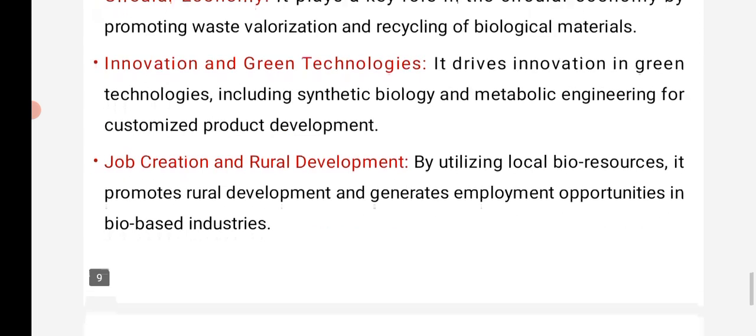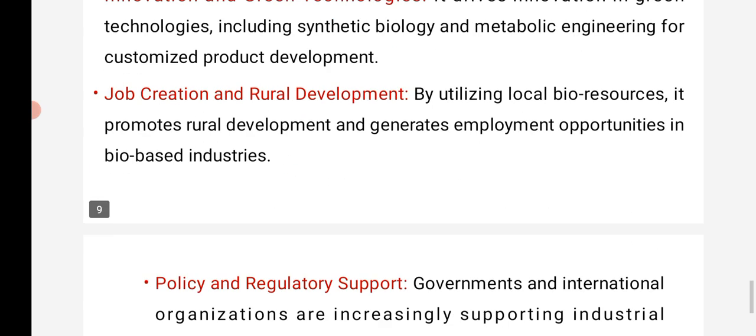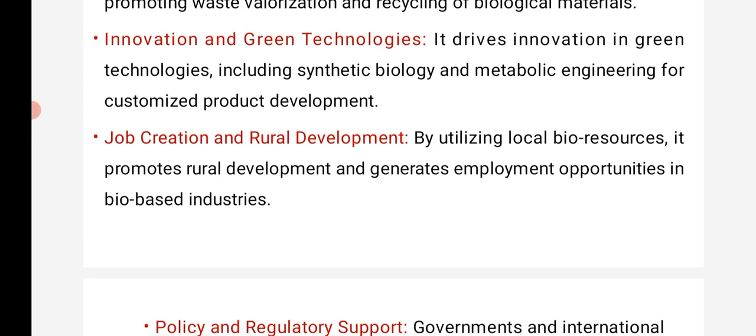Okay, and finally, job creation and rural development. It is a main concept because of the creation of jobs. It depends on the particular area. If they choose rural development, most people are interested in working in the industry field. So you create jobs and they make the product. The production means they generate employment opportunities in bio-based industries.